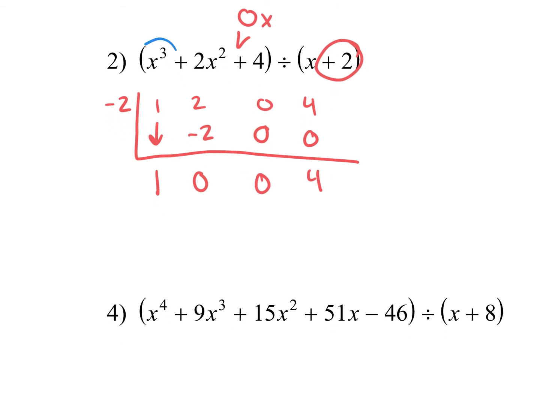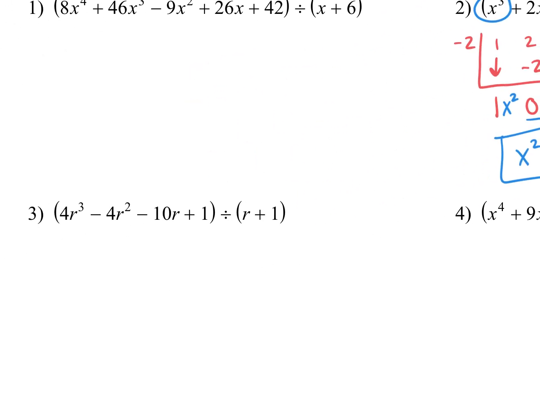So if my question started with x to the third power, what does my answer have to start with? X to the second power. It's always 1 less. So then this would be x, and then the last numbers are remainder. So remember, we don't put the zeros. So it'll just be x squared, remainder 4.